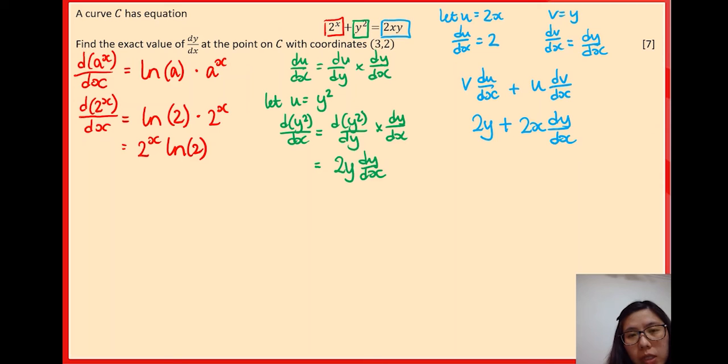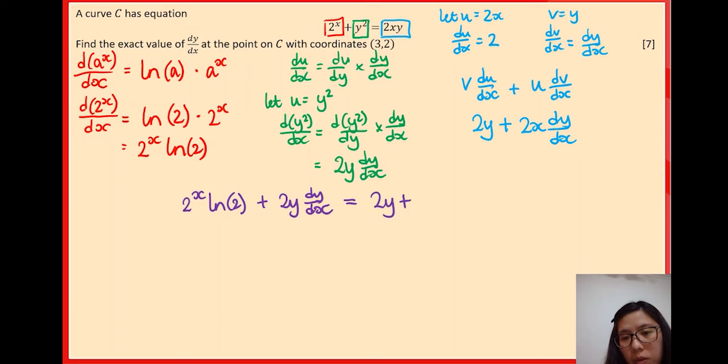The differentiated form of 2 to the power of x is 2 to the power of x natural log 2. Then y squared differentiated is 2y dy by dx. And that equates to the differentiated form of 2xy, which is 2y plus 2x dy by dx. Now I'm looking for the exact value at the coordinate point (3, 2), so I'm going to substitute 3 for all of my x values and 2 for all of my y values.